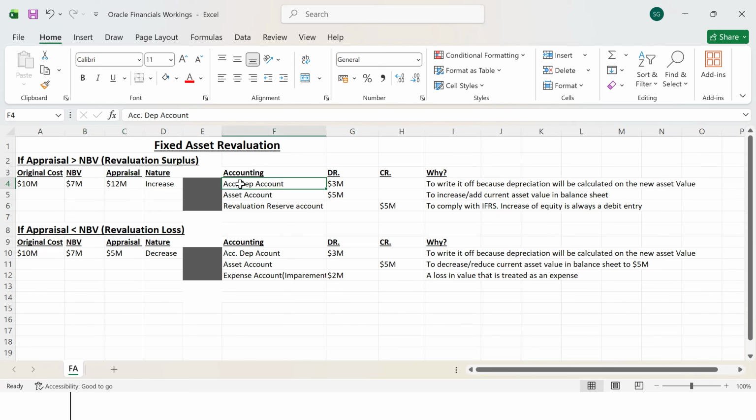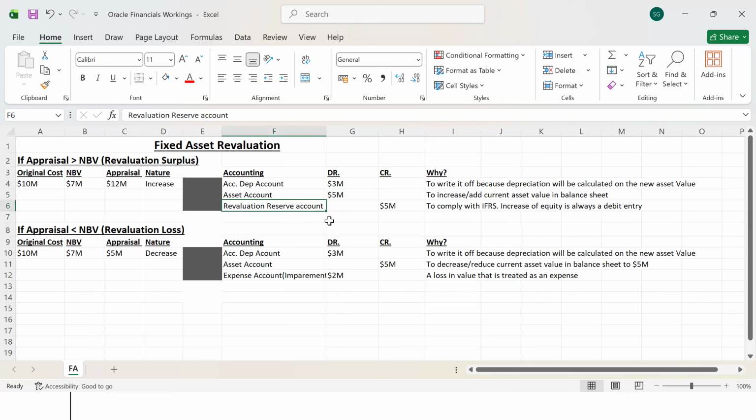So what happens is that when it comes to the accounting, we will debit the accumulated depreciation. And why are we debiting? This is to write it off because depreciation will be calculated on the new asset value, which is the 12 million. Then we'll debit the asset account with 5 million. And why? This is to increase the current asset value in the balance sheet.